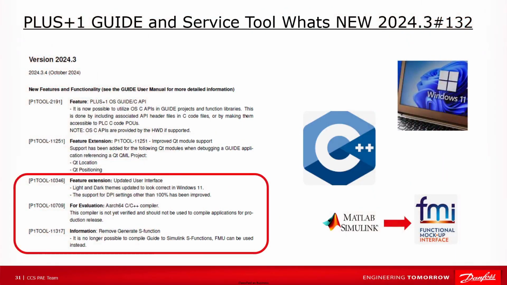Some minor changes, like the feature extension updated user interface to look correct in Windows 11, and improvements related to DPI settings. The Arch34C compiler has been added to support C++ programming, but this compiler is not yet verified and is for evaluation only. And as an information, the previously available function generate S function has been removed from guide. FMU, the functional mockup unit function, can be used instead.